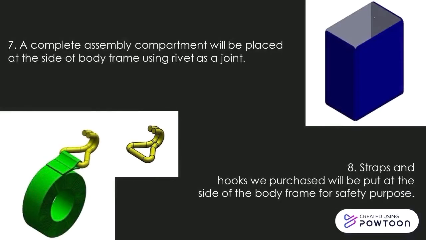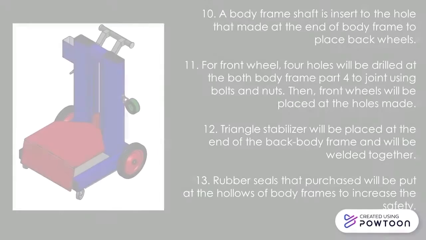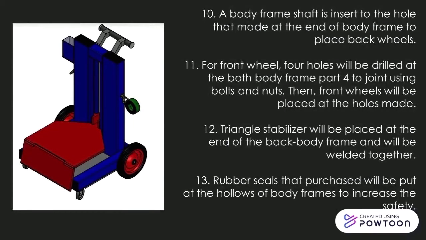A complete assembly compartment will be placed at the side of the body frame using rivet as the joint. Straps and hooks we purchased will be put at the side of the body frame for safety purposes. A body frame shaft is inserted through the hole that made at the end of the body frame to place wheels. For front wheels, 4 holes will be drilled at the both body frame Part 4 to join using bolts and nuts. Then, front wheels will be placed at the holes made. Triangle stabilizer will be placed at the end of the back body frame and will be welded together. Rubber seals that purchased will be put at the hollow of the body frame to increase the safety.